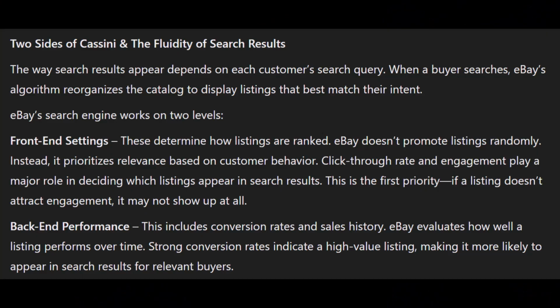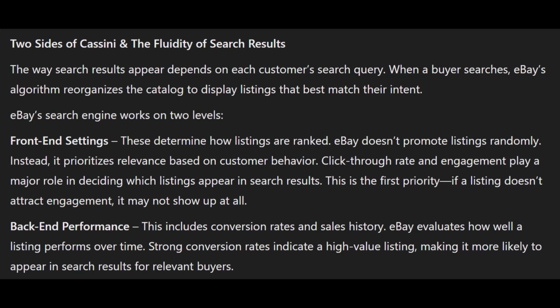In order to succeed on eBay, you have to understand exactly how eBay works because ultimately it's not a charity, it is a business and it thrives by making money. The question is, how does it make money? And the answer to that is conversions. So the website is always going to prioritize conversions first. This is the foundation of the algorithm prioritizing high converting listings in order to maximize profits. The way search results appear depends on each customer's search query. When a buyer searches, eBay's algorithm reorganizes the catalog to display listings that best match their intent.